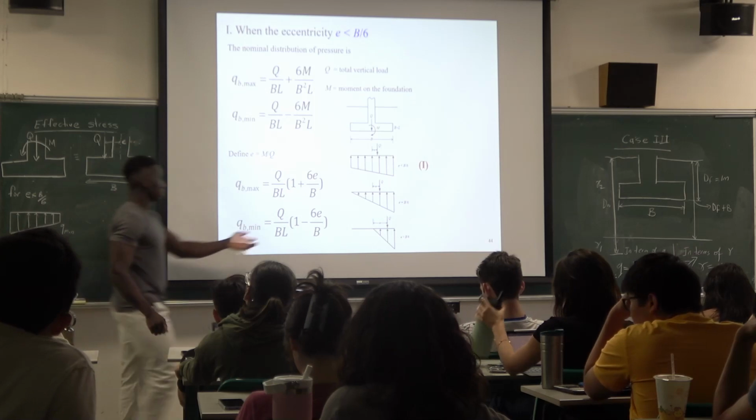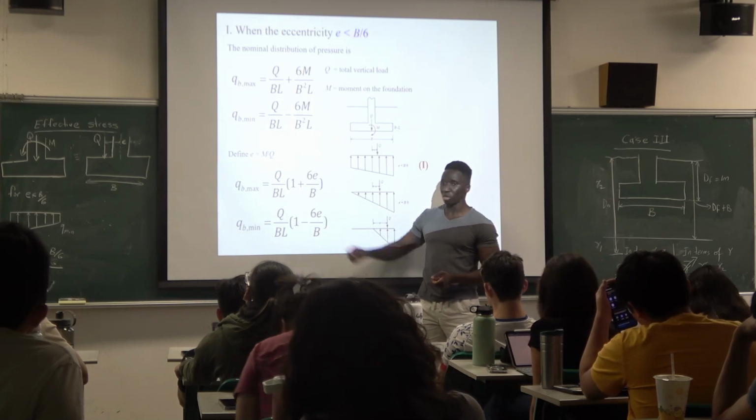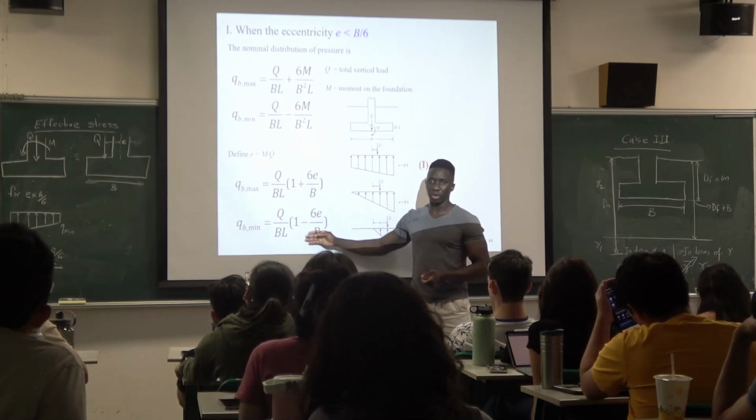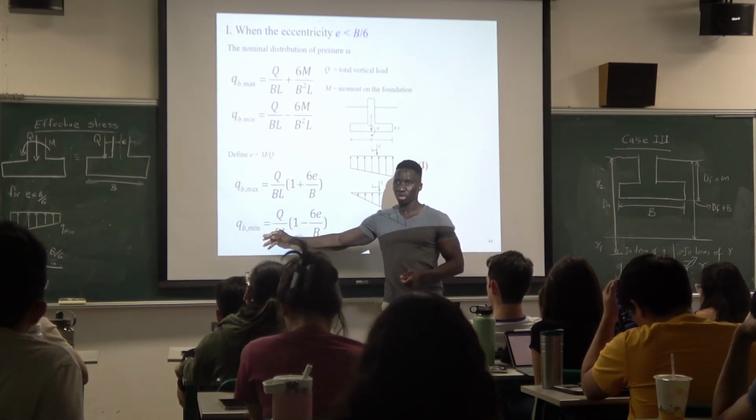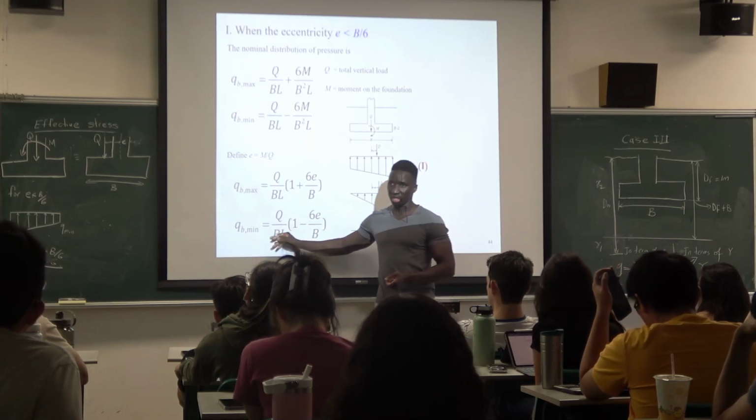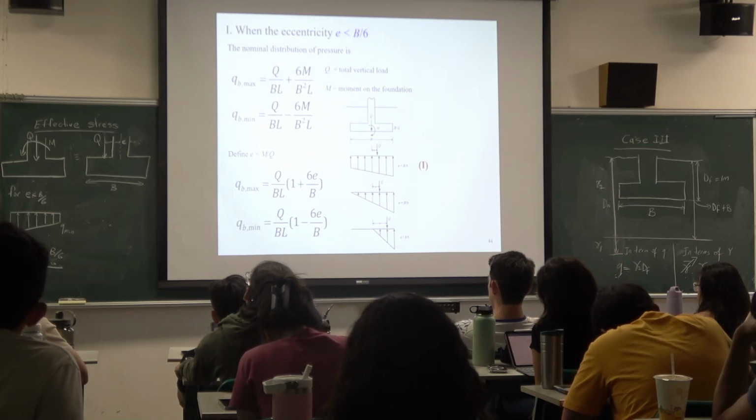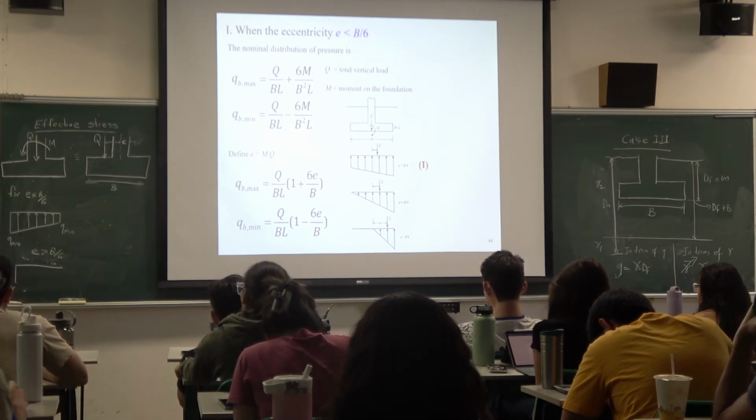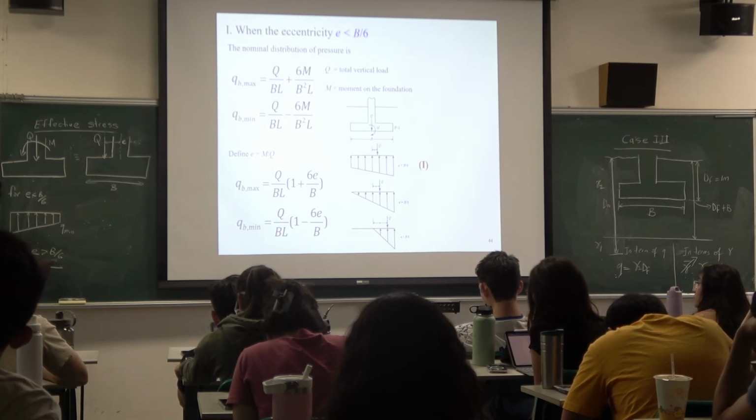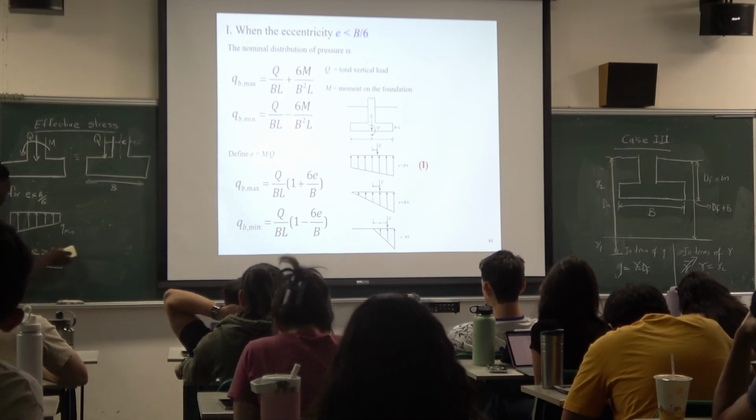Okay, so if this value here, E, the eccentricity, is greater than B over 6, inside here we'll have a negative value, right? So that means the Q minimum is negative. When we are dealing with foundation problems, the positive value means compression. We are dealing with soil. The positive means the soil is under compression. But in this case, your Q minimum now is negative. So that means it will cross here. It crosses the line, right?